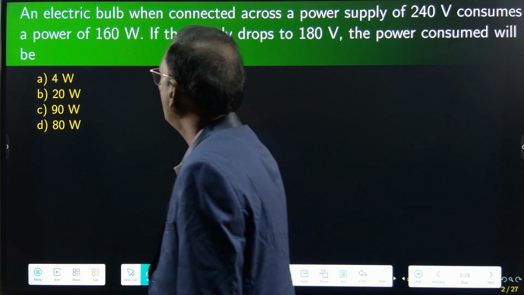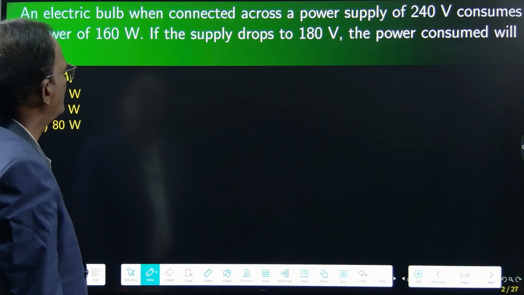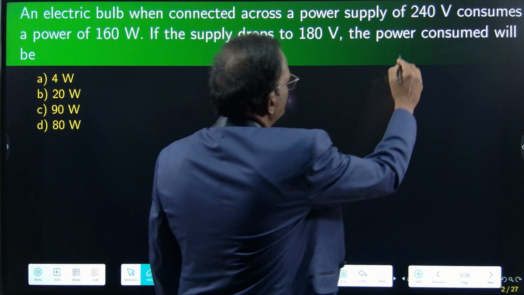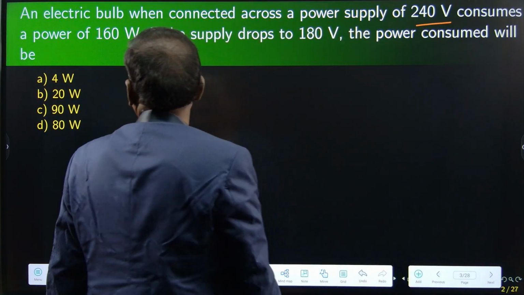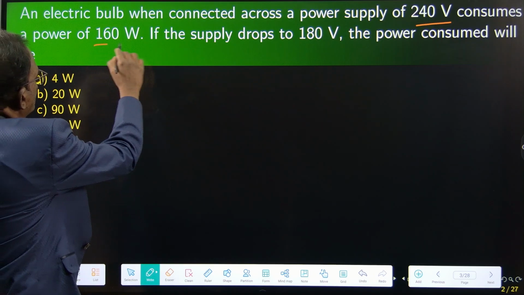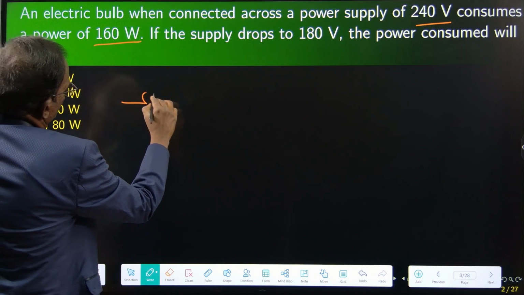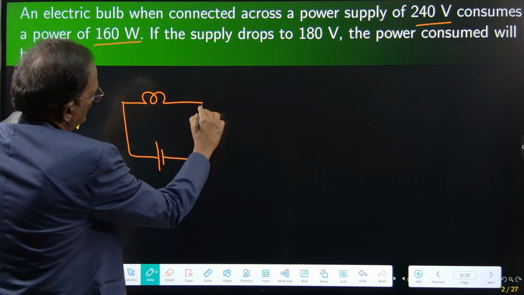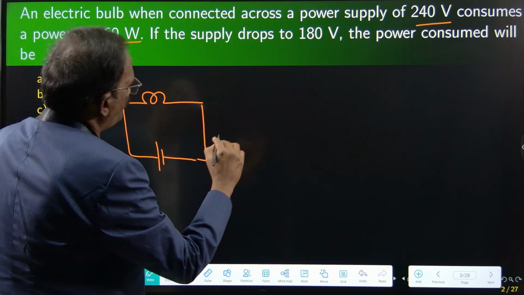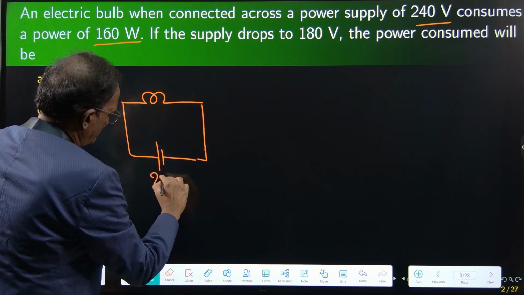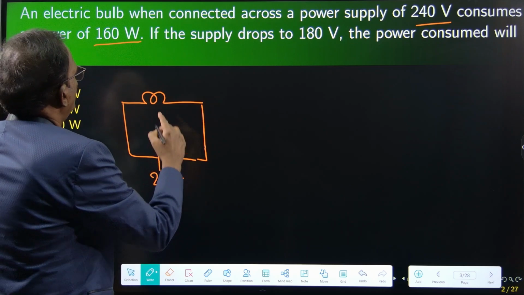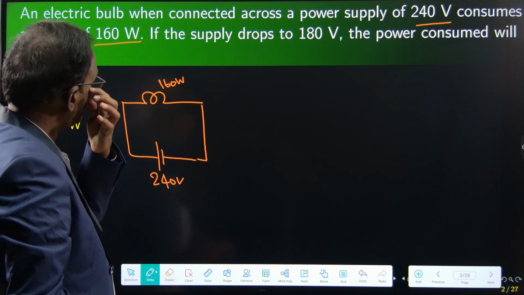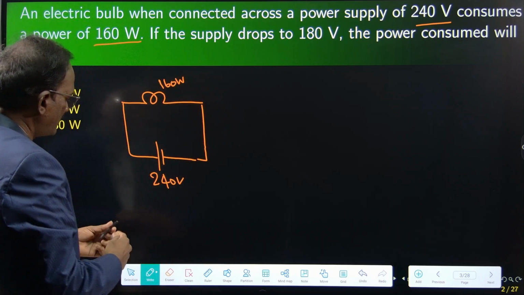An electric bulb, when connected across a power supply of 240 volts, consumes a power of 160 watts. Right. This is the bulb. It is connected with 240 volts. It consumes 160 watts. If the supply drops to 180, right?